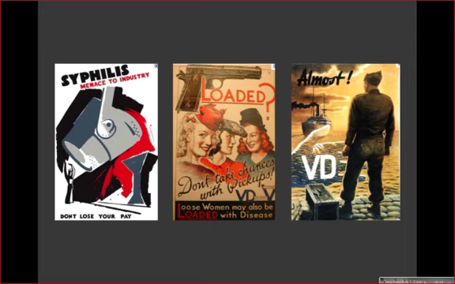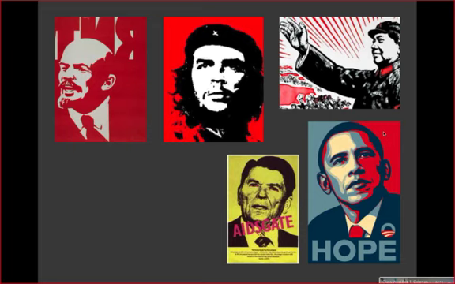Here we have propaganda posters that were done for military men to warn them about venereal diseases, from the hot mold being poured out of the steel bucket, implying the kind of pain that you're going to go through, to the depiction of three women as a loaded gun, and then the sailor that's not on the ship because he missed the boat because he had VD. So propaganda, and now what we're doing is we're looking at propaganda in leaders.